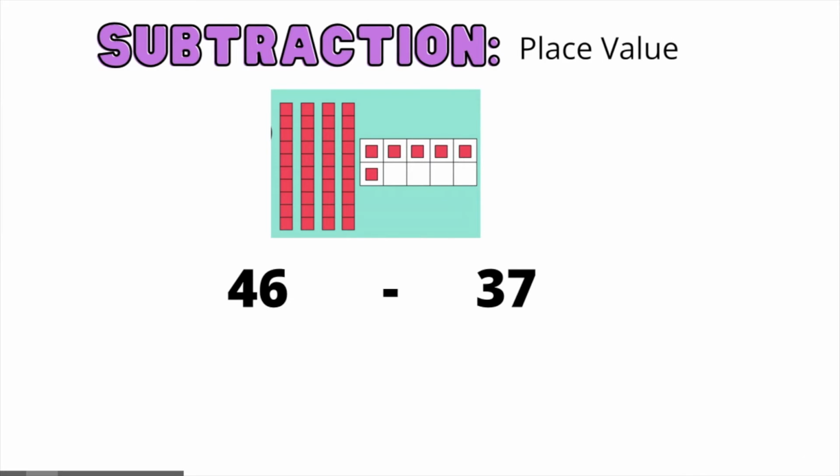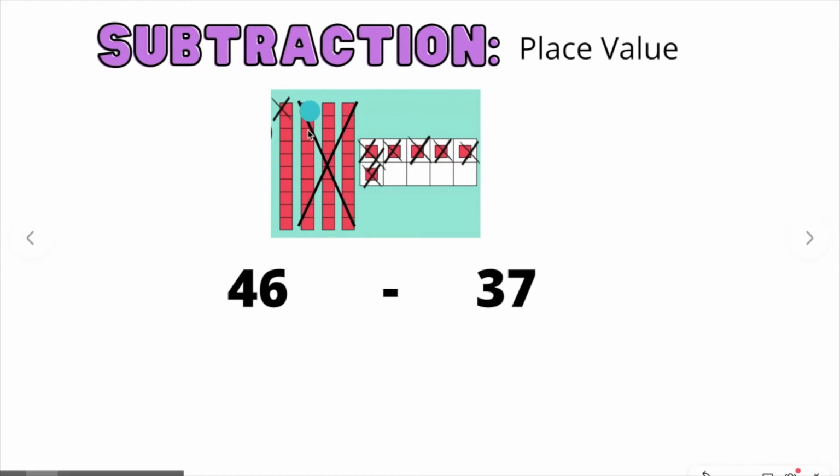Now let's go ahead and subtract using place value. You can go ahead and draw these out. You have 4 tens: 1, 2, 3, 4. And you have 6 ones: 1, 2, 3, 4, 5, 6. And now we are going to cross out 37. And this is how it looks.